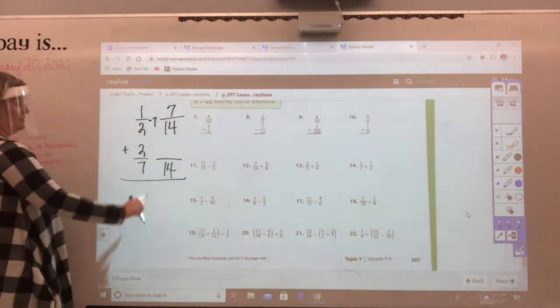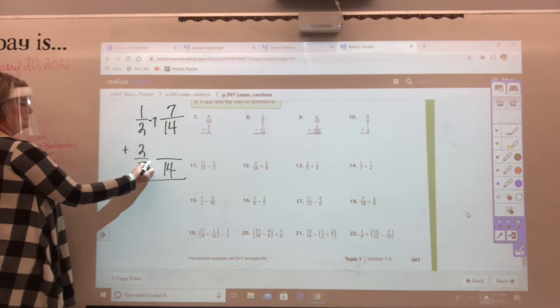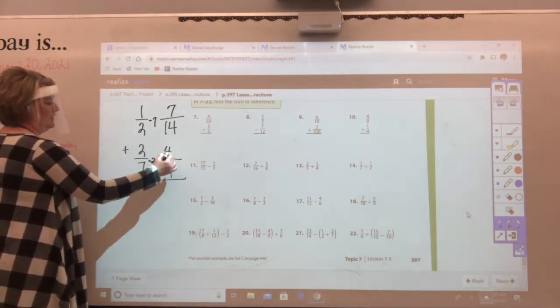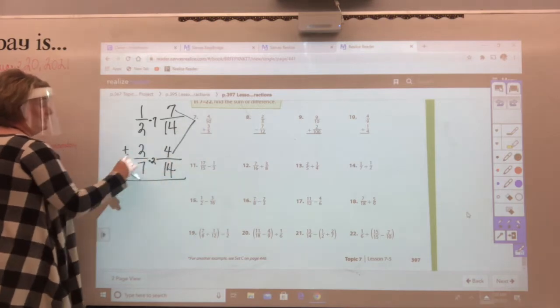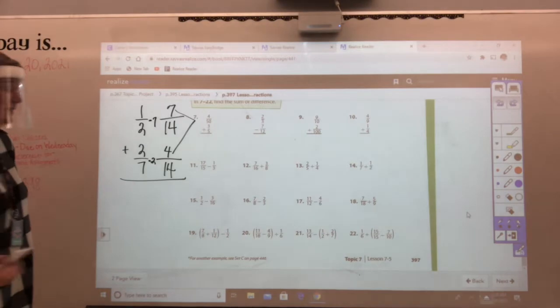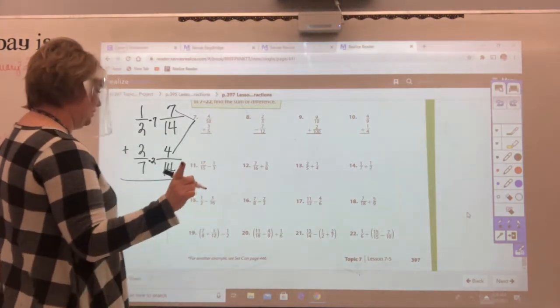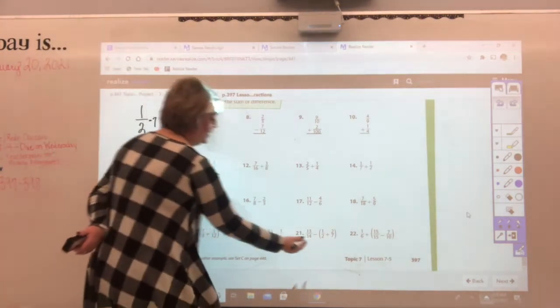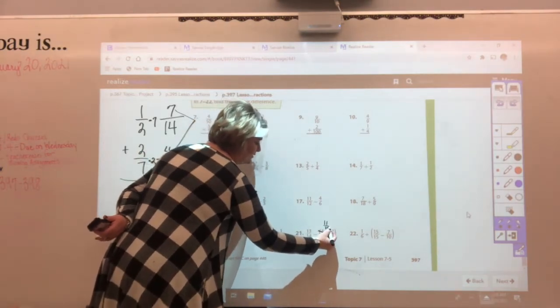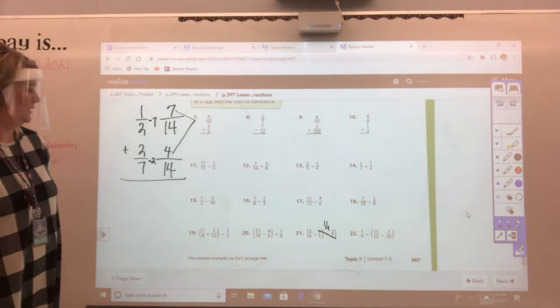Keep it going, Jake Lee, on the bottom. 2. What does 2 times 2 get me, Jake Lee? 4. So now we're adding the top. So 7 plus 4 would get me what, class? 11 14ths. Now stop. Which one were we on? Were we on 21? Yeah. Okay, mark this out and put 11 14ths right there.